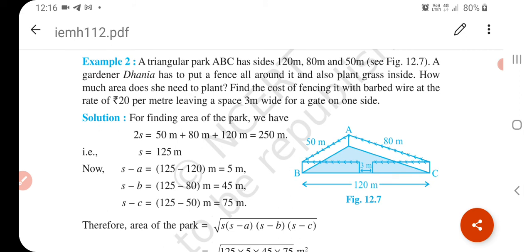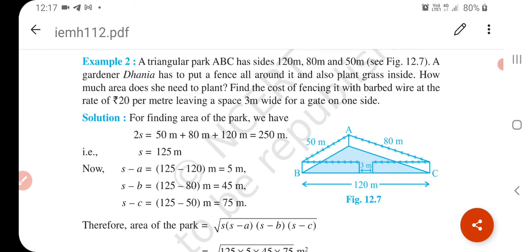50 plus 80 plus 120, so we get 250. So what is S? S is 250 upon 2, that is 125. Now we find S minus A, S minus B and S minus C also. So S minus A, 125 minus 120, we get 5 meter. 125 minus 80, we get 45 meter. S minus C, that is 125 minus 50, so we get 75 meter.